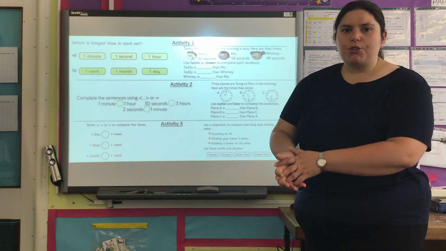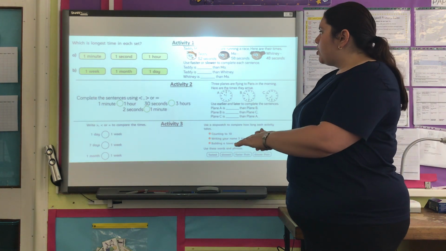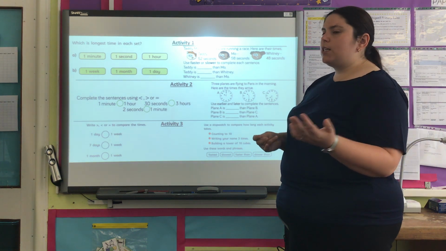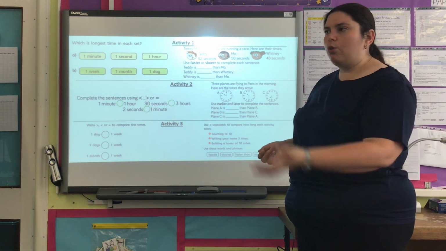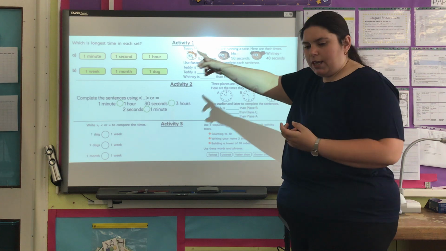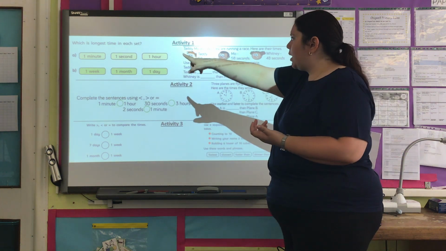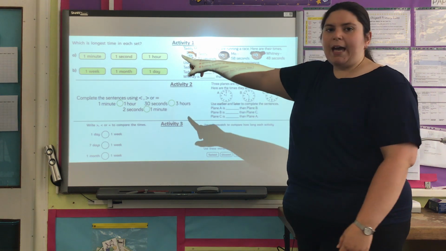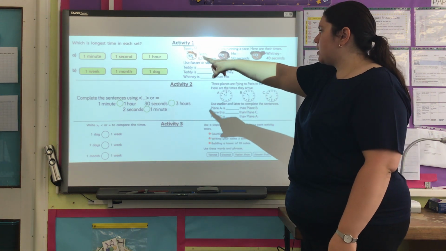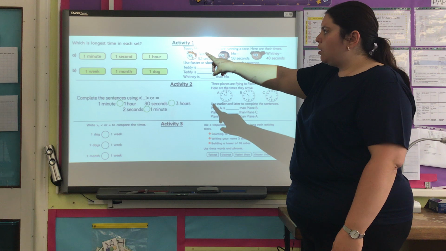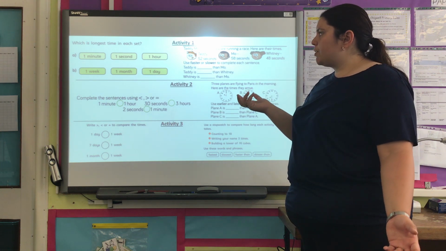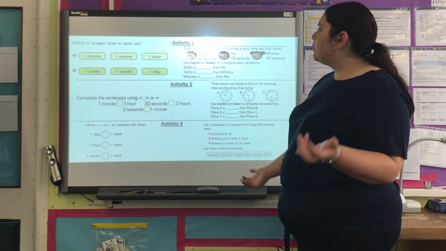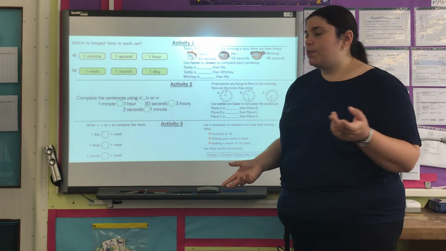Then we've got activities 1, 2 and 3. What I would like you to think about is yesterday we looked at which one is longer, a second, a minute, or an hour. This time we're thinking about that again. Here we've got which is the longest time in each set. At A, we've got 1 minute, 1 second, 1 hour. Which one is the longest? 1 hour is the longest. So we can write down 1 hour as the first one.